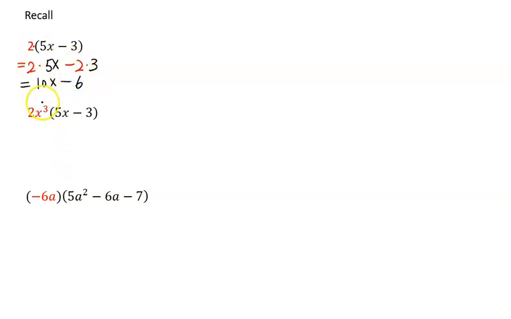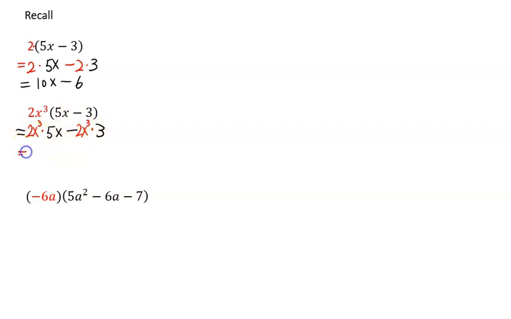Now, if what's outside the box has a variable, x to the third, that means we have to distribute not only 2 but also x to the third. After we distribute, let me first write down what's in the box. So 5x, minus 3, and then we distribute that 2x to the third, which means you make 2 copies of it, 1 copy for 5x, 1 copy for that 3 there. Bring down the minus sign.